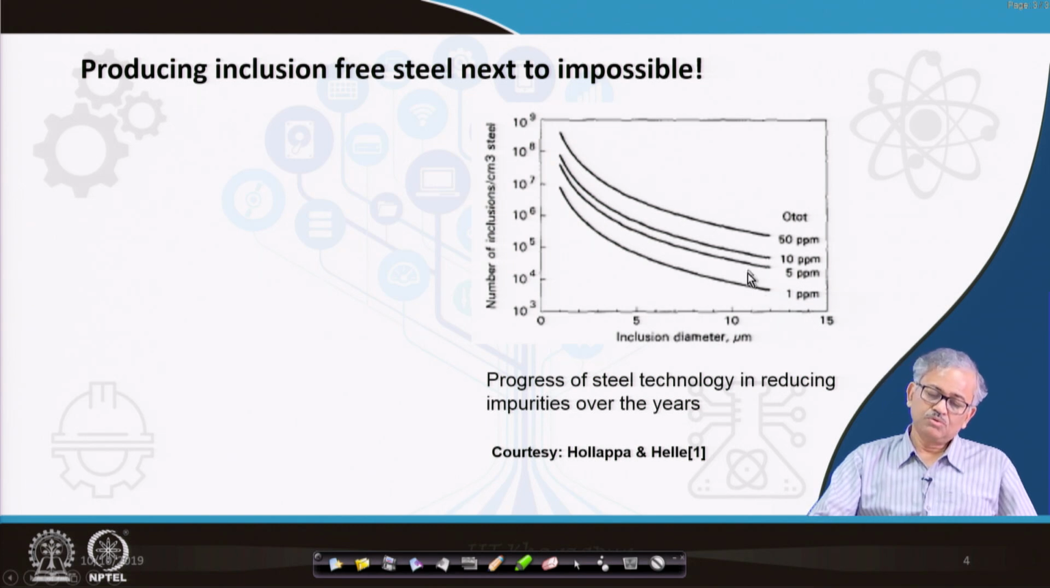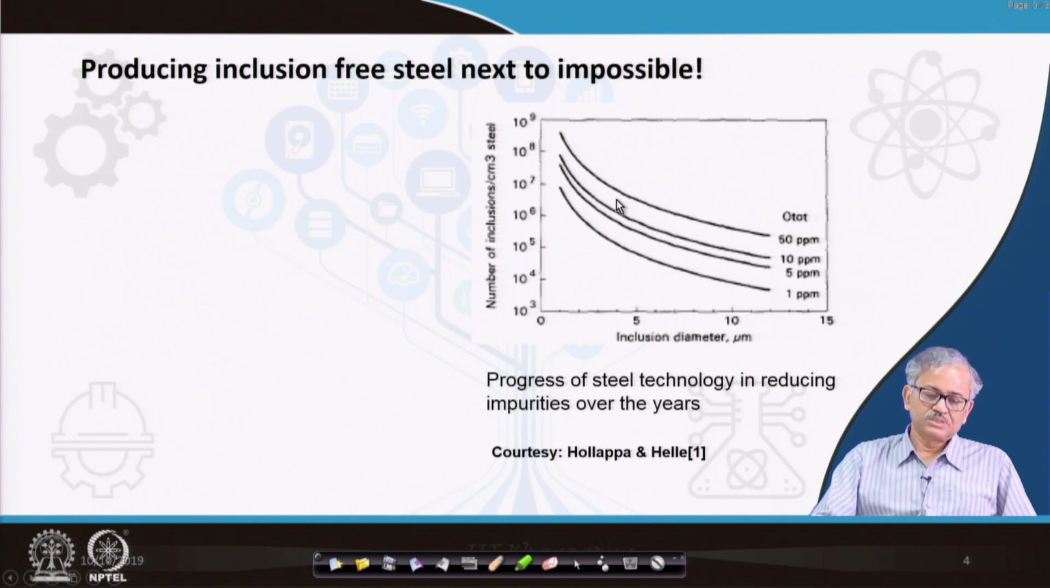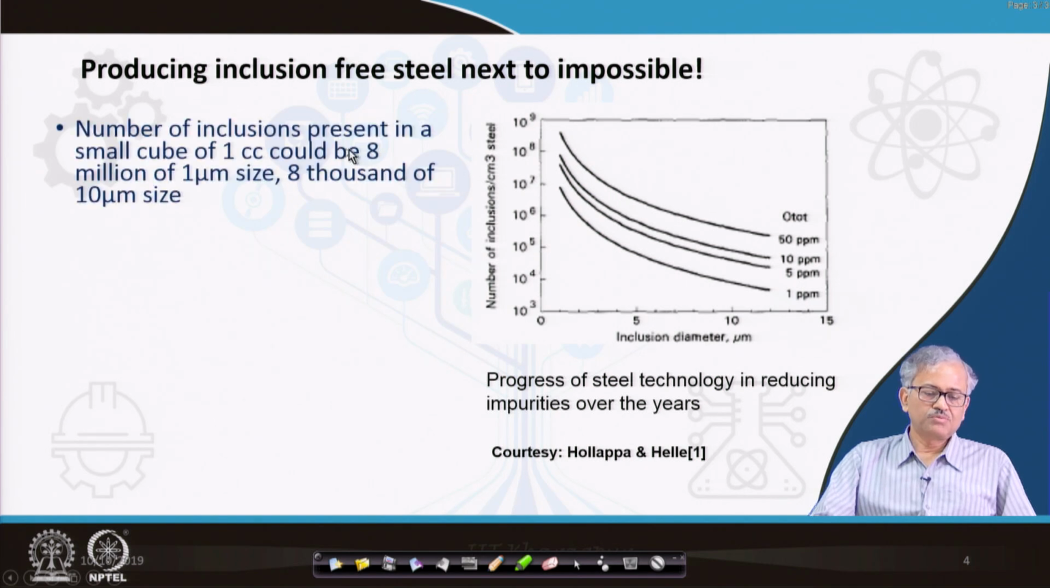And this amount of inclusion obviously increases when the total oxygen in the bath is higher, because the higher the total oxygen, the higher the inclusions. So you can see these values are given. Now, the gist of this curve is, first of all, the number of inclusions present in 1 cubic centimeter could be 8 million of 1 micrometer size. So if you see the 1 micrometer size, it can be several millions of inclusions.